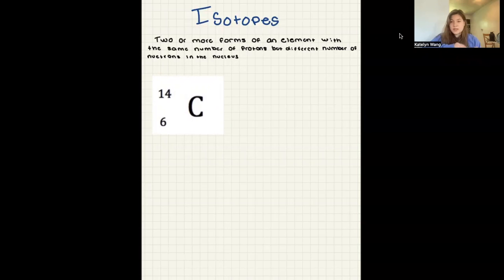Isotopes are a pretty simple concept once you take into account the structure of the atom. An isotope is one of two or more forms of an element, and it has to be the same element in order to be an isotope, with the same number of protons, but a different number of neutrons in the nucleus.